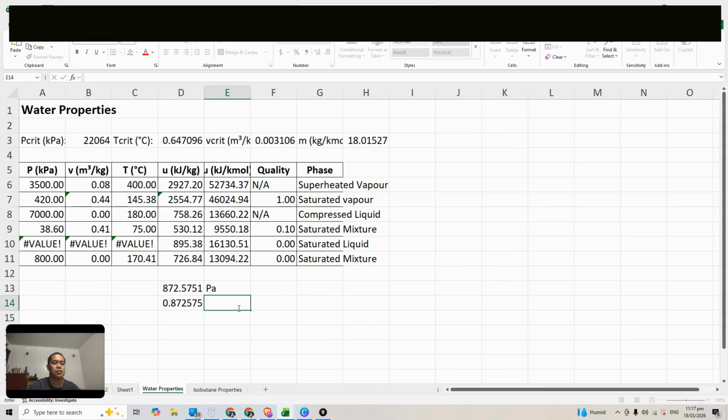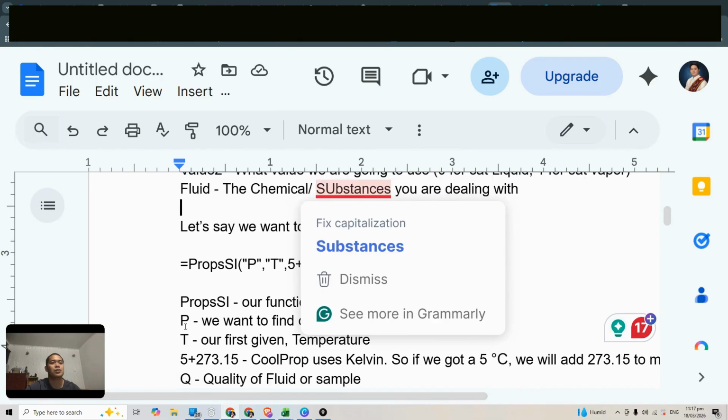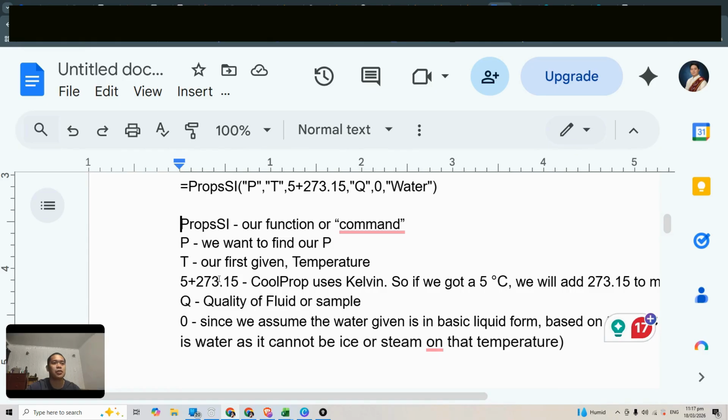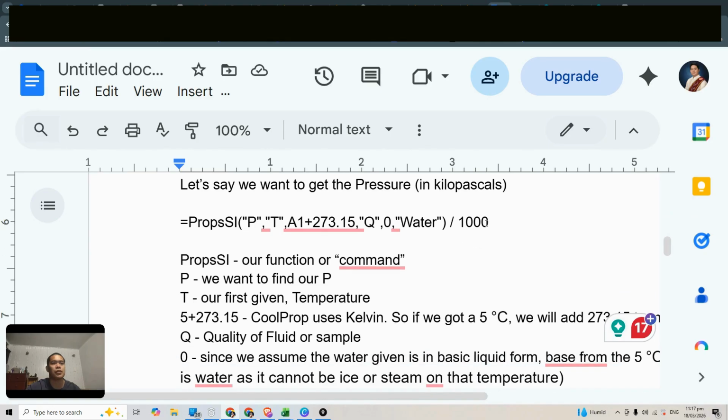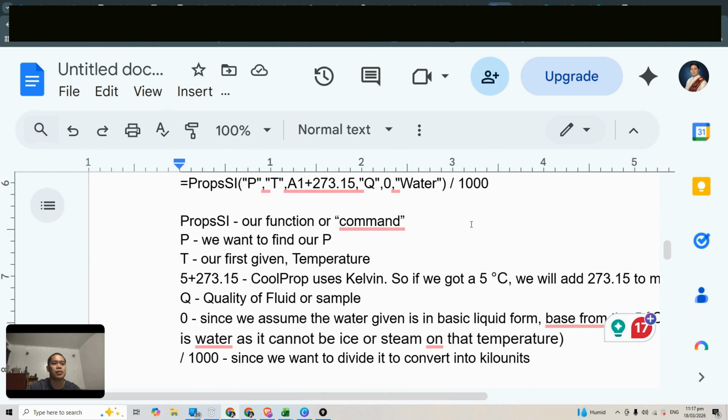So now we have 0.872575 kPa or 872.7551 pascals. So this is here in our note. Or if you want to do it in kPa, since we want to convert it into kilo units, we're going to be dividing it by 1000. It depends on what your professor is asking you for. So yeah, basically that's it.